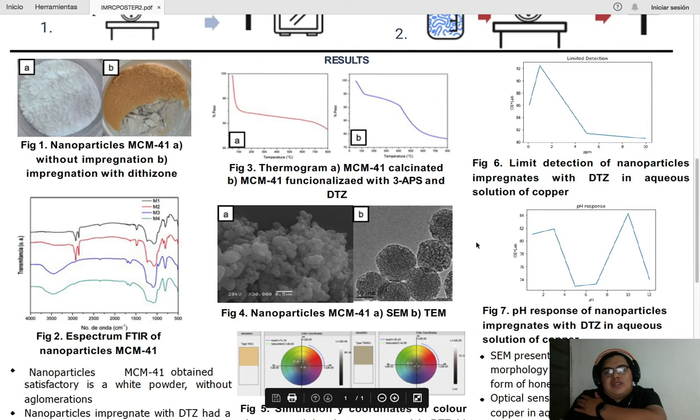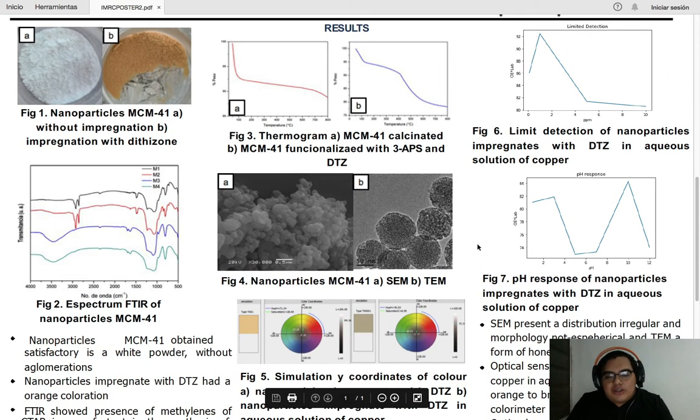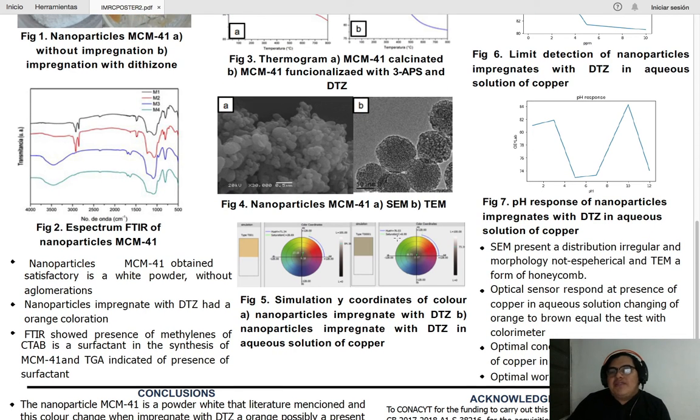We have the limit of detection, the minimum concentration at which the colorimetric sensor detects copper. The minimum concentration is 5 ppm, and in pH response, the nanoparticles respond in a solution of copper. The optimum pH to work is pH 5.